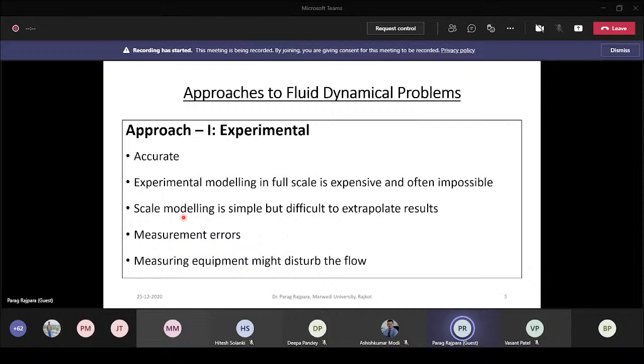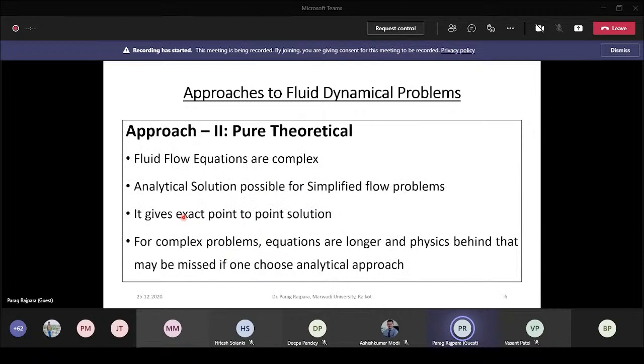Fine. So there are some positive points, and there are some restrictions, we will not say negative points, but some limitations associated with the experimental approach. So this is all about the experimental investigation. Next is theoretical calculations.